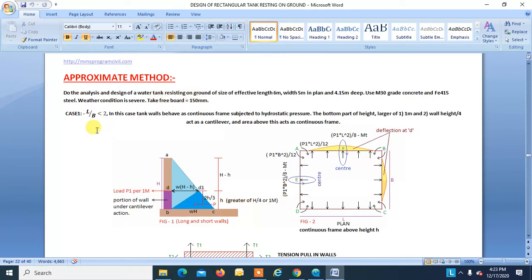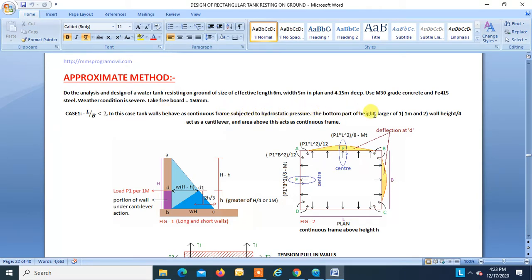In case of approximate method, there can be two cases. That is, one is L by B less than 2 and another is L by B greater than 2. Our L is 6 meters and B is 5 meters, so that ratio is 1.2. So we fall in this case 1, which is less than 2. In this case, tank wall behaves as continuous frame subjected to hydrostatic pressure.